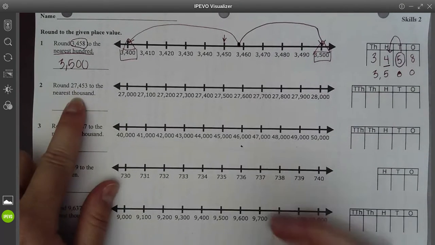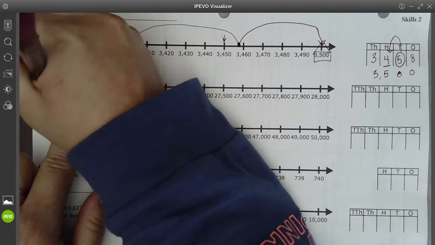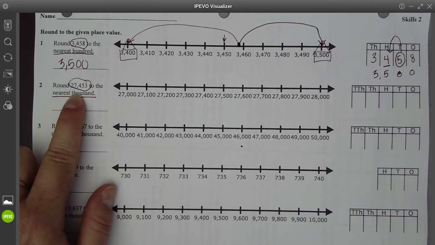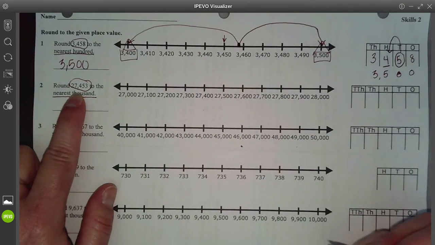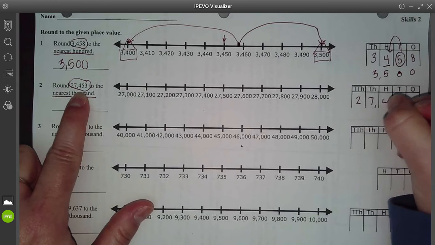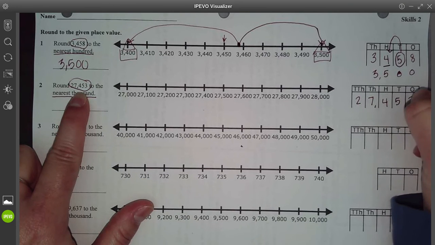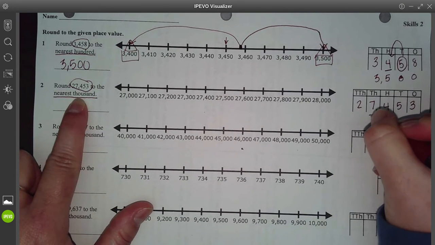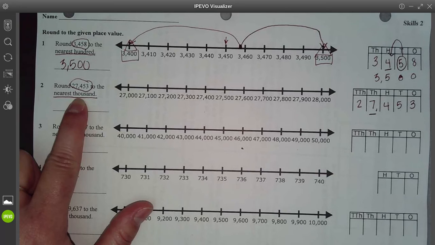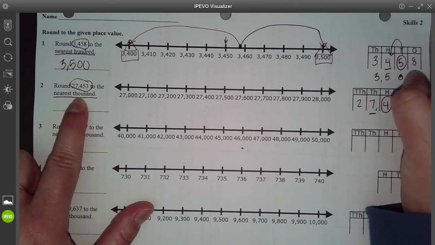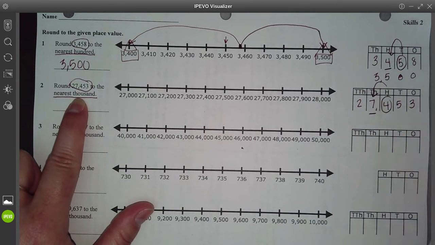All right. Round 27,453 to the nearest thousand. So here's the number, and I'm rounding it to the nearest thousand. So I'm first going to put it in my place value chart. So I have 27,453. And they want us to round it to the nearest thousand. So I underline the place value that I am rounding, and I circle again that backdoor neighbor. Okay, I'm going to draw an arrow for my backdoor neighbor over.